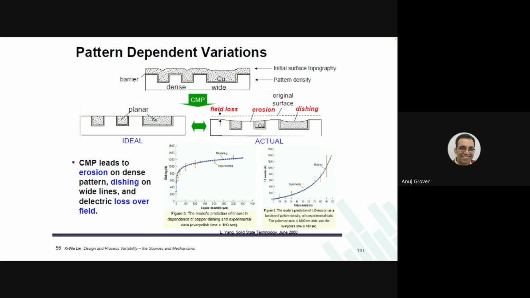Copper is much softer than oxide. As a result, when the same pressure is applied on copper and the scrubber runs over them, they take away more copper if there's a big pool of copper there. That is what is called dishing. You see? At other places, there could be erosion, but at places, there can be dishing.